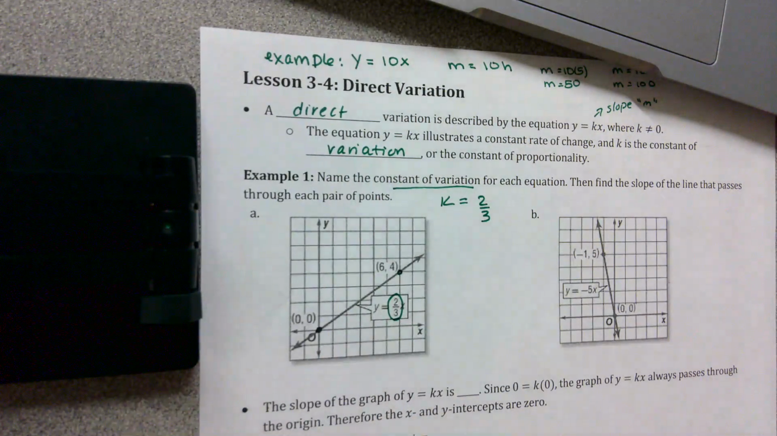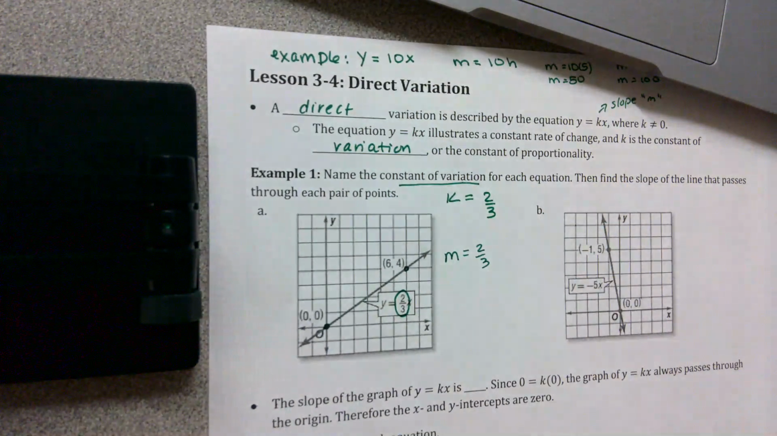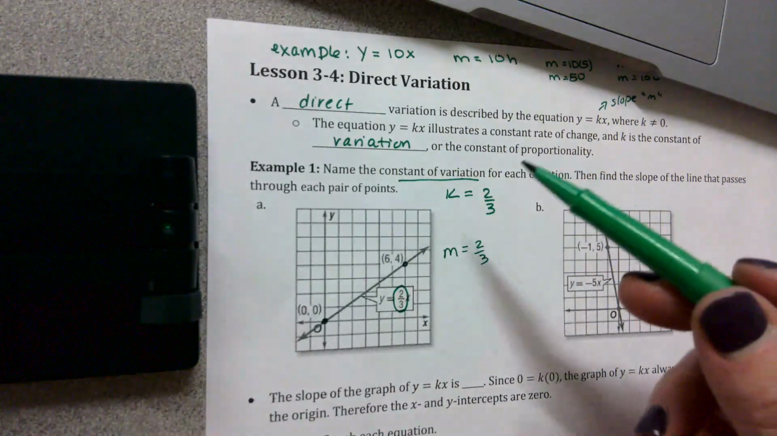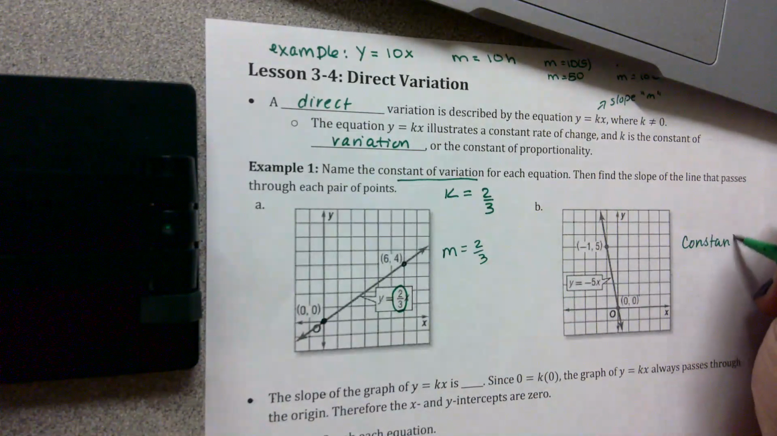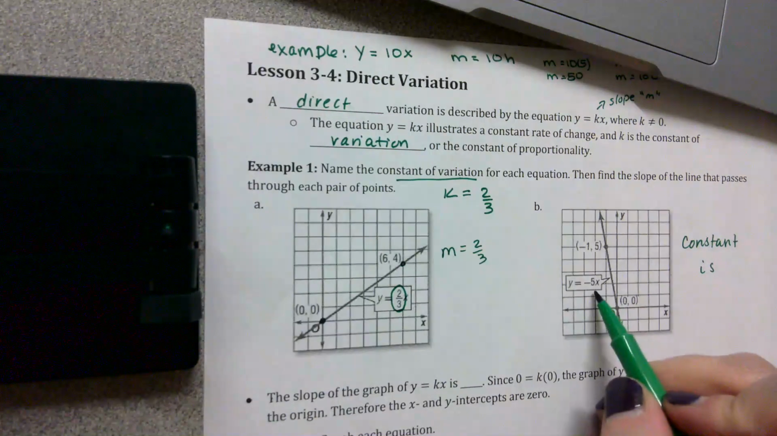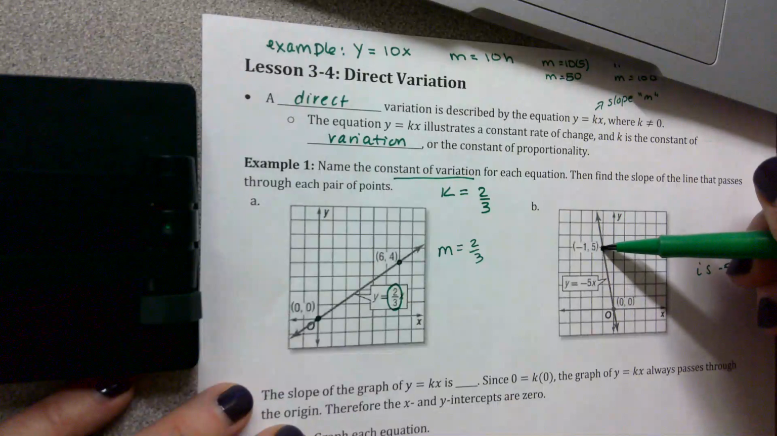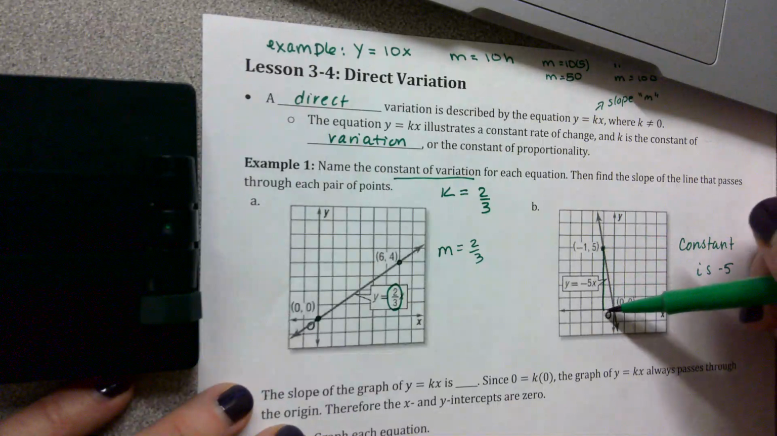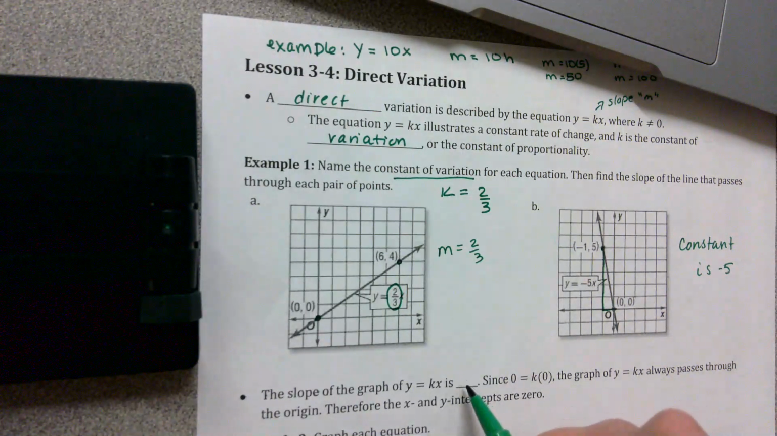Then find the slope of the line that passes through each point. Well, that's the same thing. K is your slope. They're the same thing. So you don't even have to write k or m, just write your constant, which is -5 for this one. It's the same thing. You went down 5 and you went to the right 1. So it's -5.